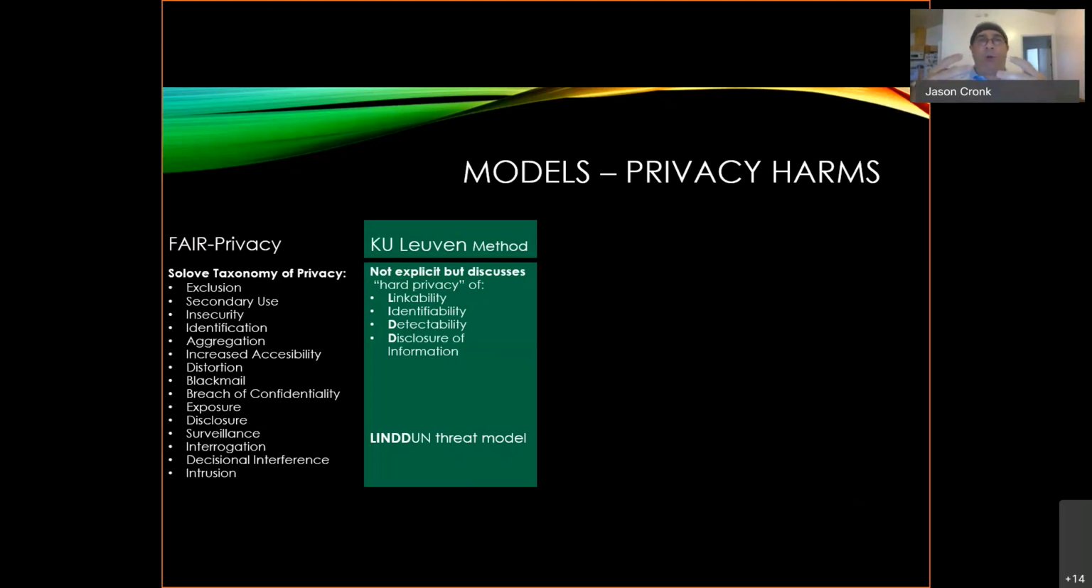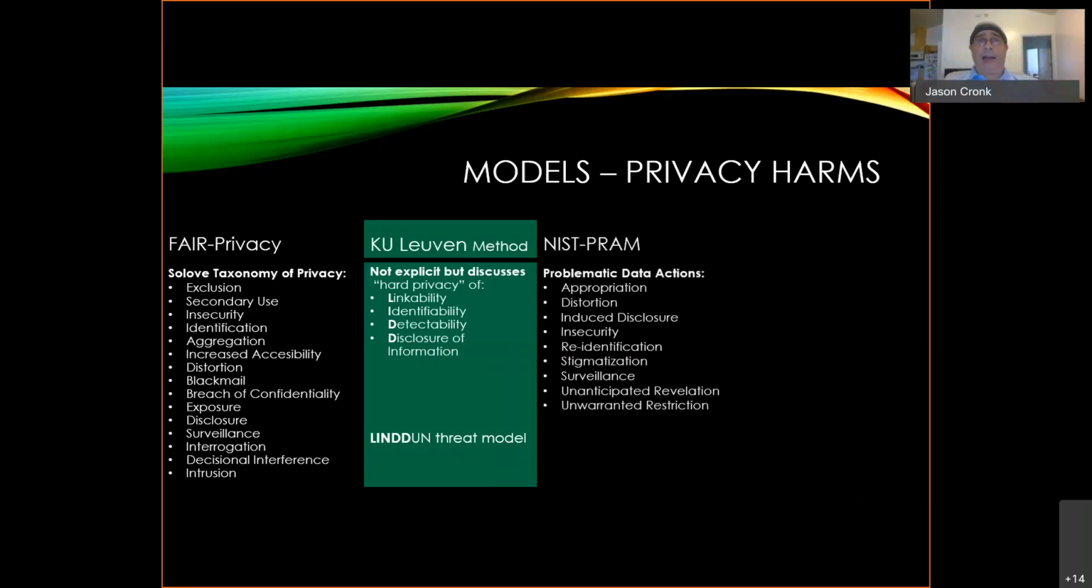Now, I should point out that these are things that these privacy risk models are trying to avoid. These are the adverse consequences that we don't want to happen. So under FAIR privacy, we don't want exclusion. We don't want secondary use. Under the Calufa method, we don't want linkability. We don't want identifiability. We don't want detectability, etc.